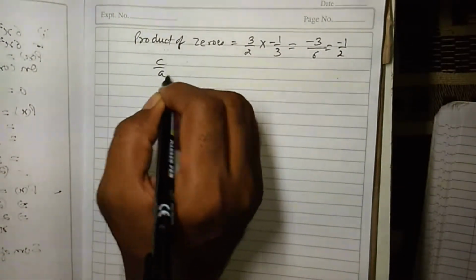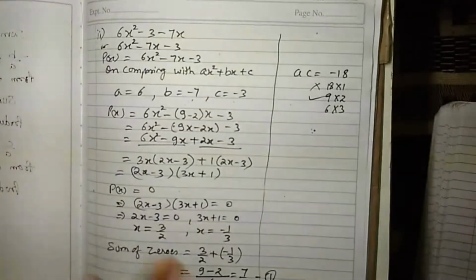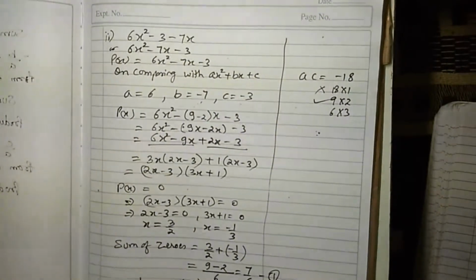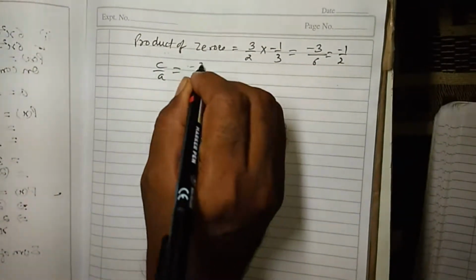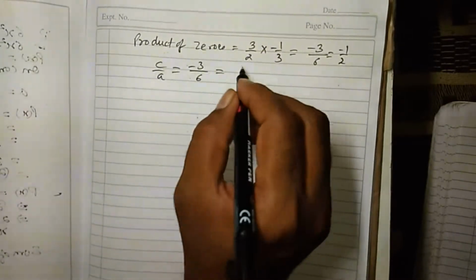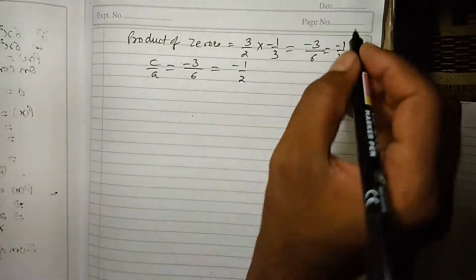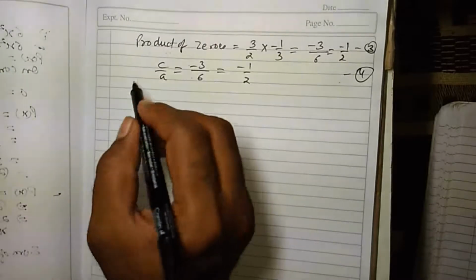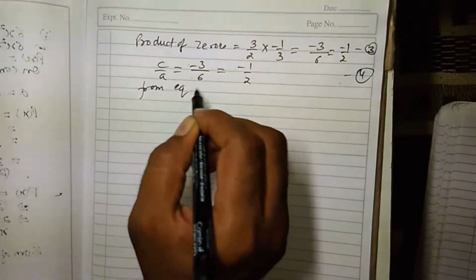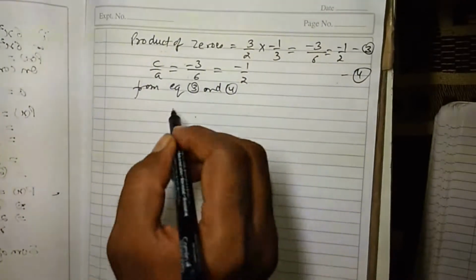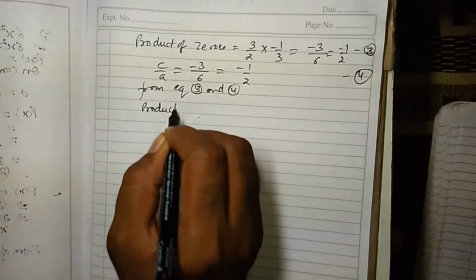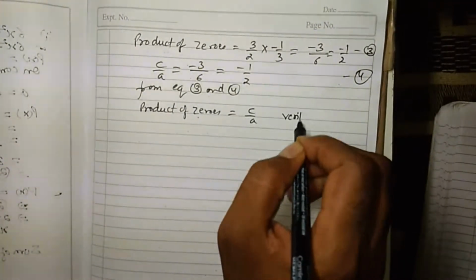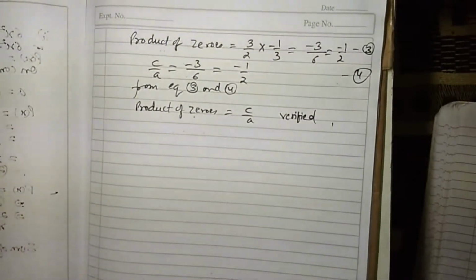Also c upon a equal to, what was the c? You can see the c was minus 3 and a was 6. So you can write minus 3 upon 6, and you will get minus 1 upon 2. This is third equation, this is fourth equation. From equation 3 and 4, product of zeros equal to c upon a, which was to be verified. So you have verified the second option also.